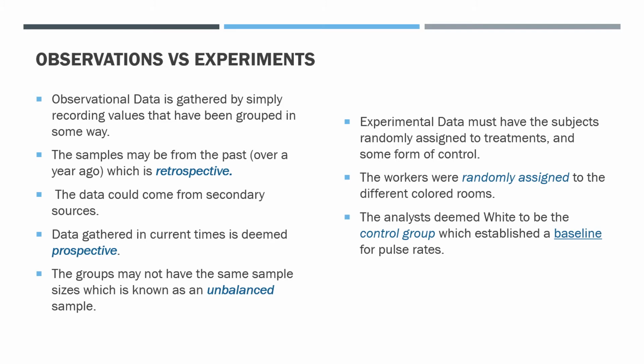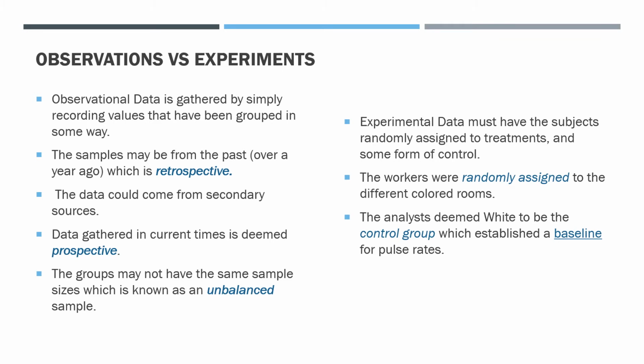Also, groups may not have the same number of samples in them. So if I'd only had 7 workers in the blue room, 8 in the white, and 6 in the yellow, it would be unbalanced. Experimental data, though, should be balanced.